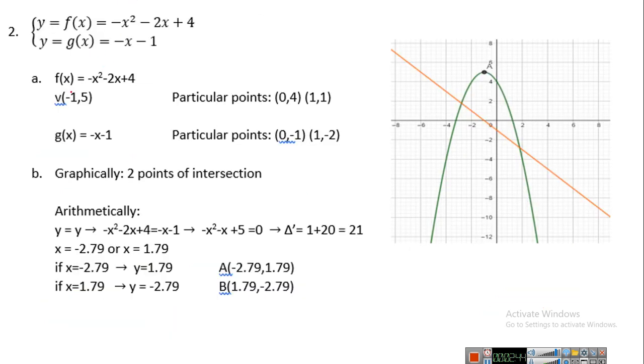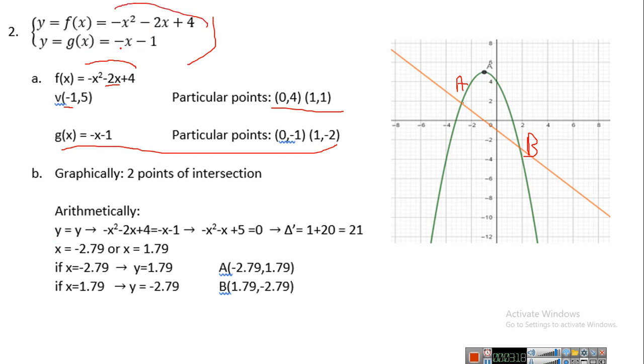Another example here, the same. I want to graph first of all the first function. For the vertex, minus b over 2a is 2 over minus 2, so minus 1. Replace here x equal minus 1, so you have minus 1 plus 2, 1 plus 4 is 5, so these are particular points. So you have this graph, and for the line, you take two particular points. As you can see also, you have 2 points of intersection. Suppose this is point A graphically, and this is point B. Now to solve it, you equate y equal to y. So the above equals minus x minus 1.